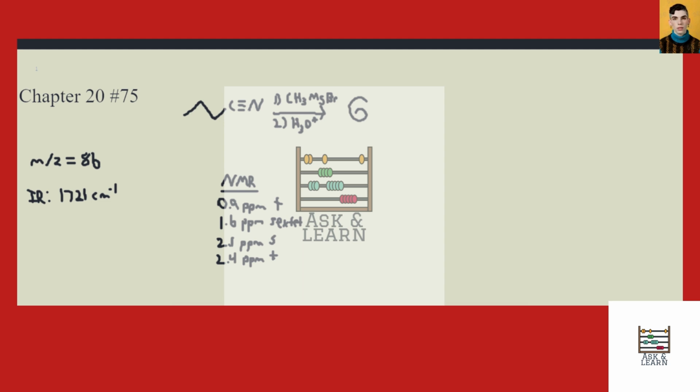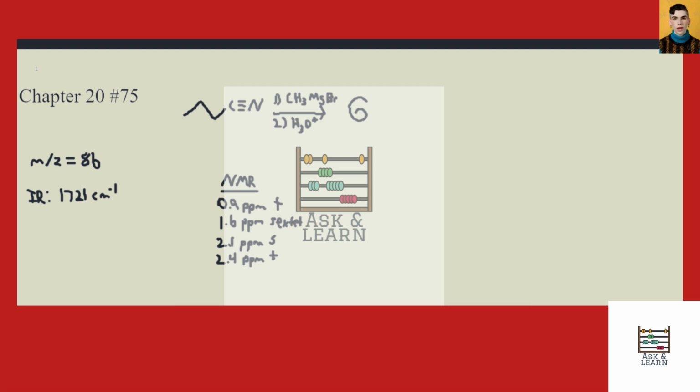This is the answer to Chapter 20, problem number 75 from the Smith Organic Chemistry textbook. This problem tells us that reaction of butanenitrile with methylmagnesium bromide followed by treatment with aqueous acid forms compound G. We're told that compound G has a molecular ion at m/z equals 86, and we're given some IR and NMR data for G as well. We're asked to come up with a structure for G.